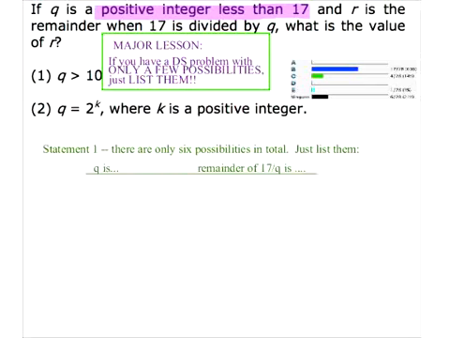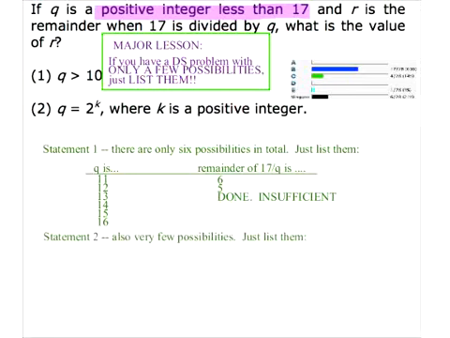So if Q is 11, 12, 13, 14, 15, 16. The remainder of 17 divided by 11 is 6. The remainder of 17 divided by 12 is 5. That's done. Insufficient. Statement 2, you have a power of 2. Also very few possibilities. So just list them. There's not a lot of powers of 2 here.